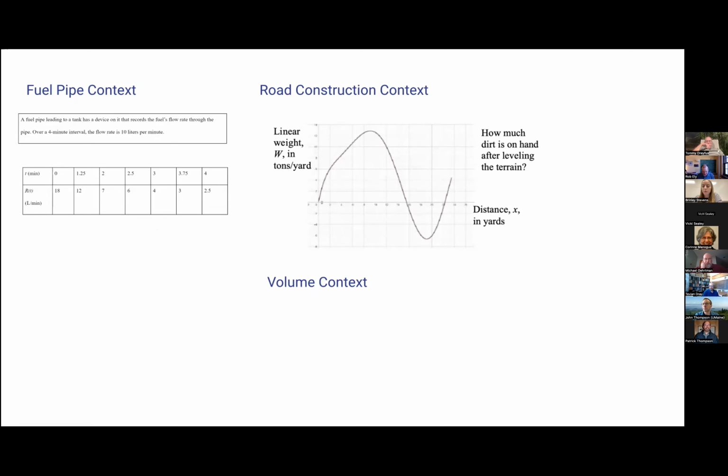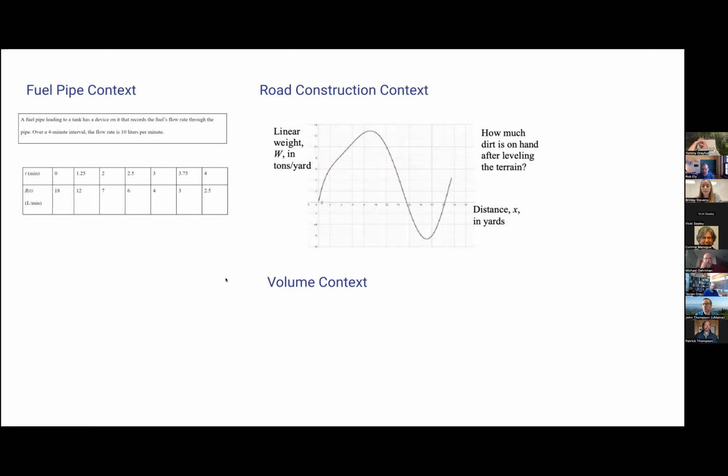And then in lesson 2, we introduced what we call the road context, where we're leveling out a terrain and we want to know how much dirt's on hand. And this is where we could introduce the graphical representation, as well as seeing how students thought about negative function values, because the fuel pipe didn't have that. And it gave them a chance to consolidate their thinking.